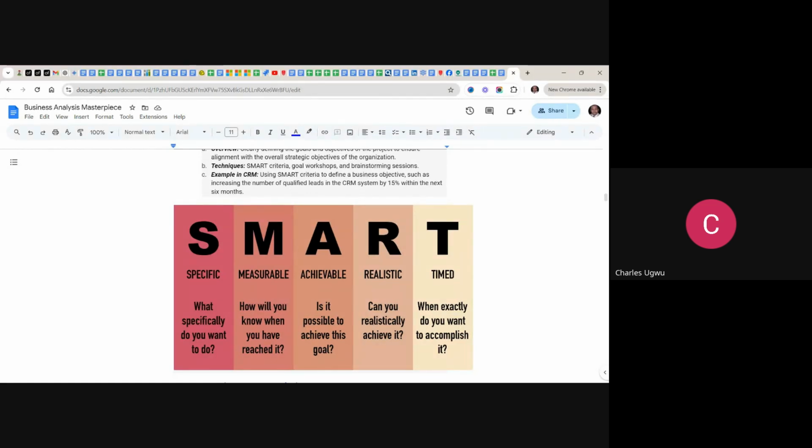Okay, let's look at a simple example here in a CRM system, using the SMART technique to define business objectives in a CRM system. So let's look at it here. Increasing the number of qualified leads in the CRM system by 15% within the next 6 months. This is, you've defined the objective of why you want to implement a CRM system.